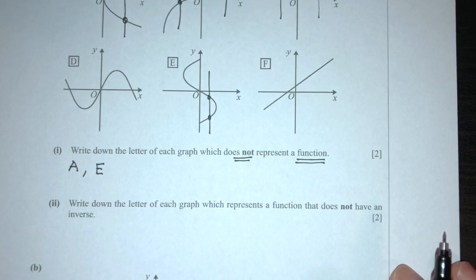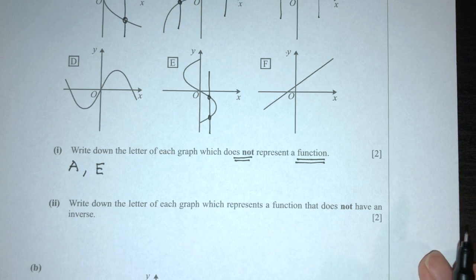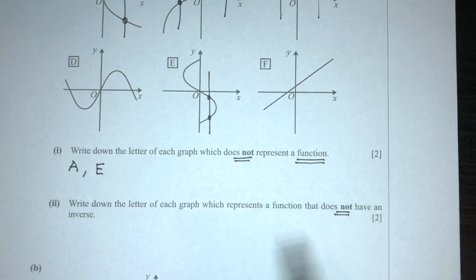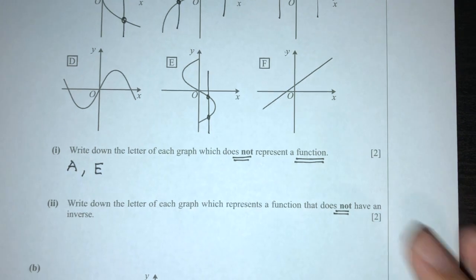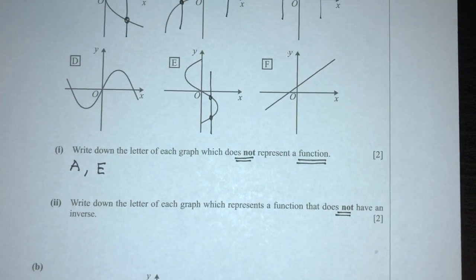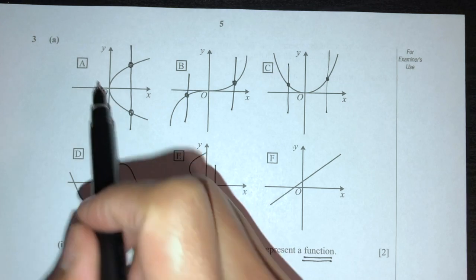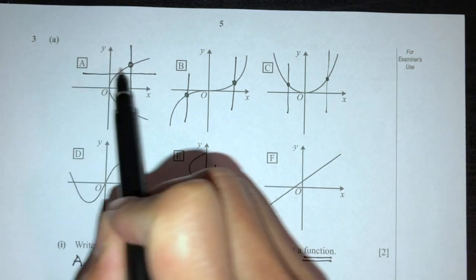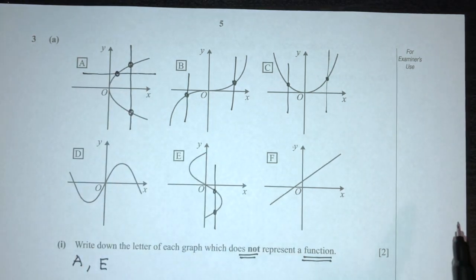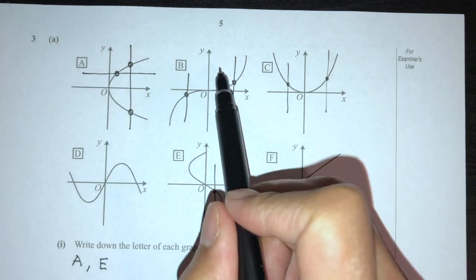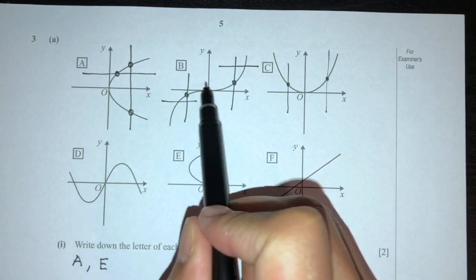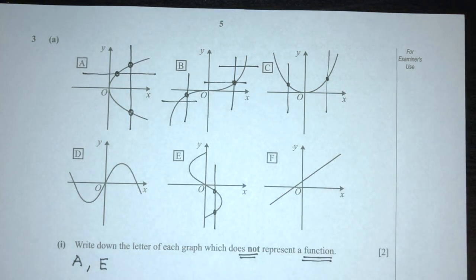That is part 1. Now part 2, write down the letter of each graph which represents a function that does not have an inverse. So to look for the one which doesn't have an inverse, we perform a horizontal line test. So what do I mean? I mean, if I were to draw a horizontal line, if this line cuts the graph at only one place, it means it has an inverse. So this one is okay, it has an inverse. Now same thing for this one. If I draw this or this or this, it cuts at only one place, so it has an inverse.